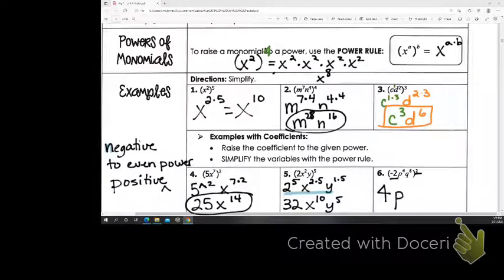And then go back to 4 times 2 and 6 times 2. So once again, coefficients are going to behave differently than your exponents. All right.